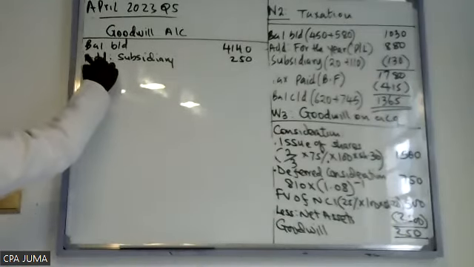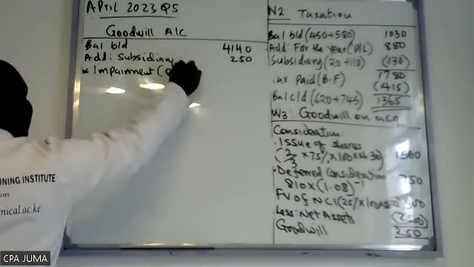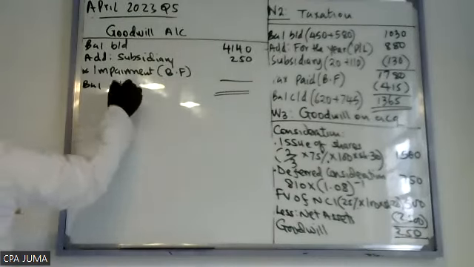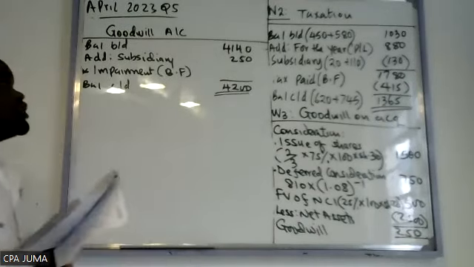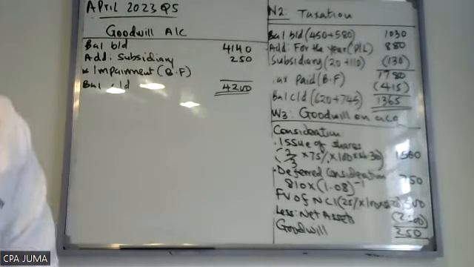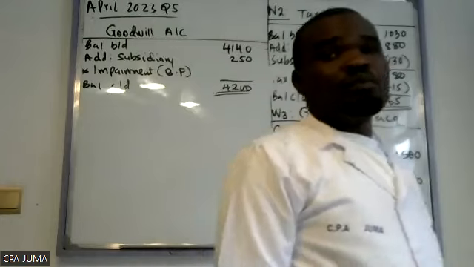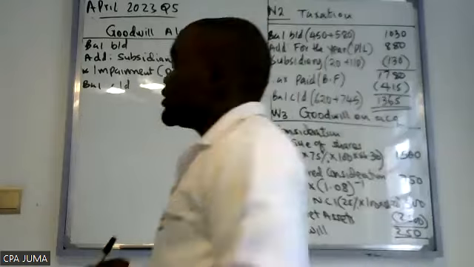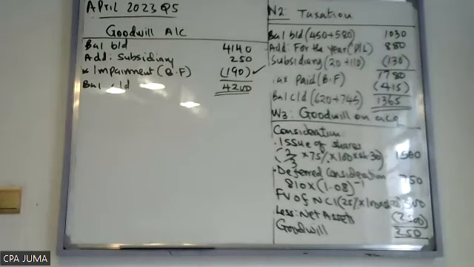Balancing figure is going to be impairment. Impairment, that is the balancing figure. Because balance carried down for goodwill is 4,200. So how much is the reduction? The decrease is impairment. So how much is impairment? The decrease, how much? 190. So that is how you calculate impairment.